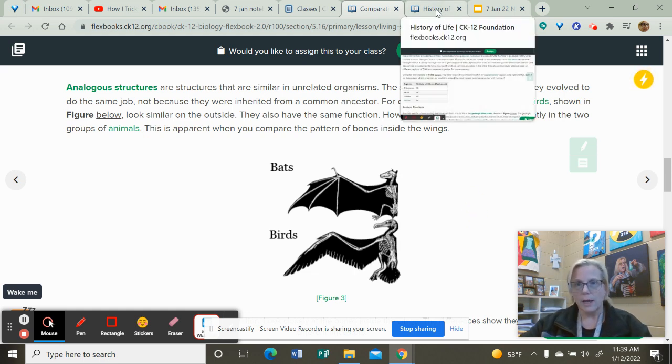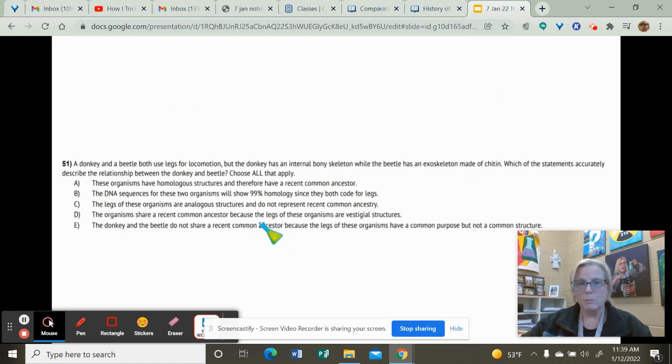So let's take a look at the question again. And remember, we're going to go through each one and say, is that statement true or false? So these organisms have homologous structures and therefore have a recent common ancestor. Okay, the beetle and the donkey, if you think about it, these two are really not closely related. A beetle is an insect, it has an exoskeleton. A donkey is a mammal vertebrate that has an internal skeleton.